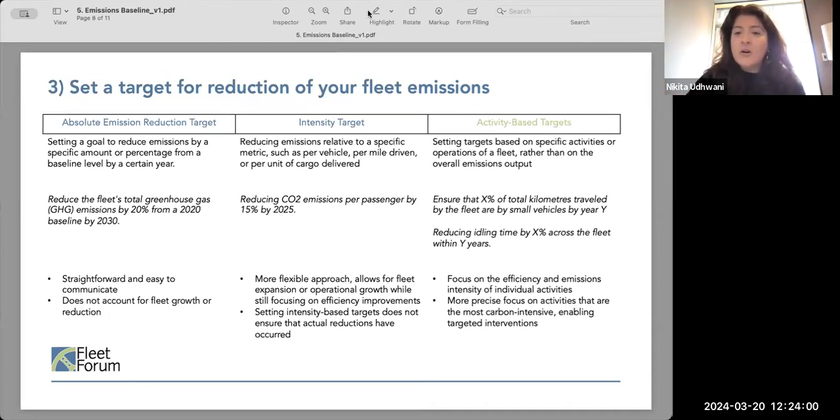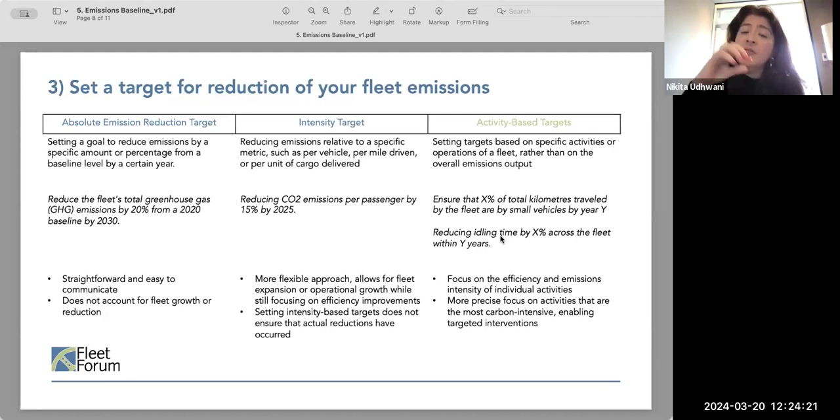And then we have what we call an activity-based target, which I think is closer to what Sam is sharing, which is, okay, target a reduction of fuel consumption, for example, or reduce the idling time by X%. This one is about setting targets based on the specific activities or operations in your fleet.